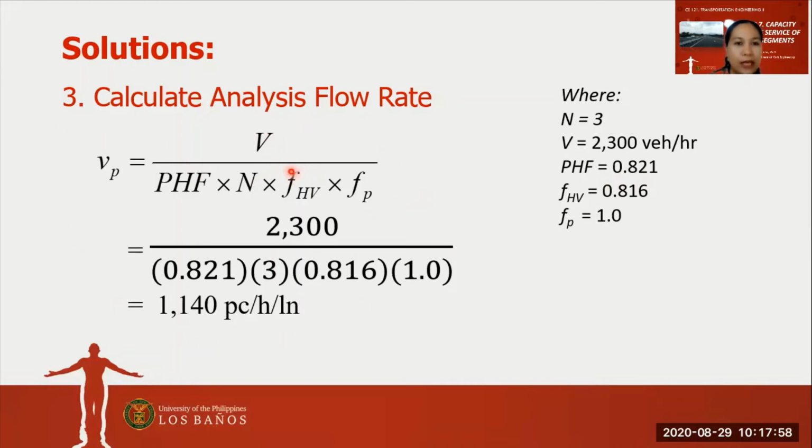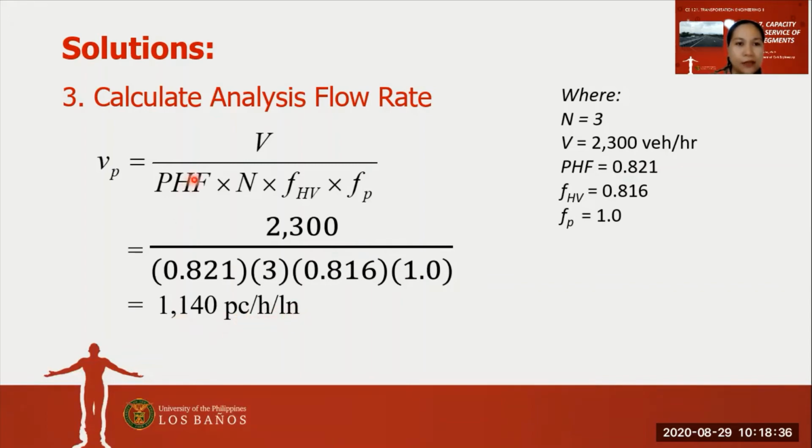Okay, but first I would like to show you how to calculate the flow rate using this formula. So using this formula, just substituting the values, we have V is equal to 2,300, and then we divide it with the product of PHF, which is 0.821, and then times the number of lanes, 3 times this, and then 1.04, the driver population factor. Now the flow rate that has been calculated is equal to 1,140 passenger car per hour per lane.